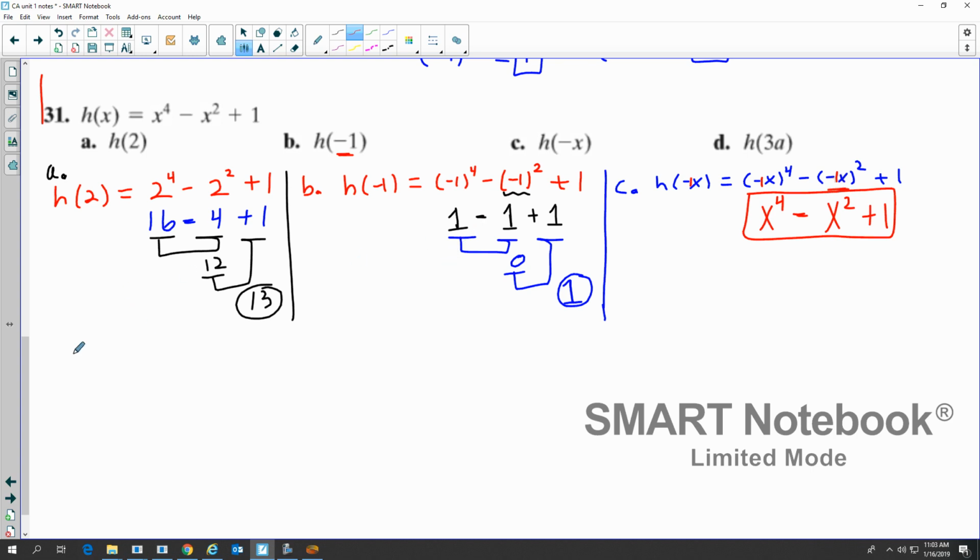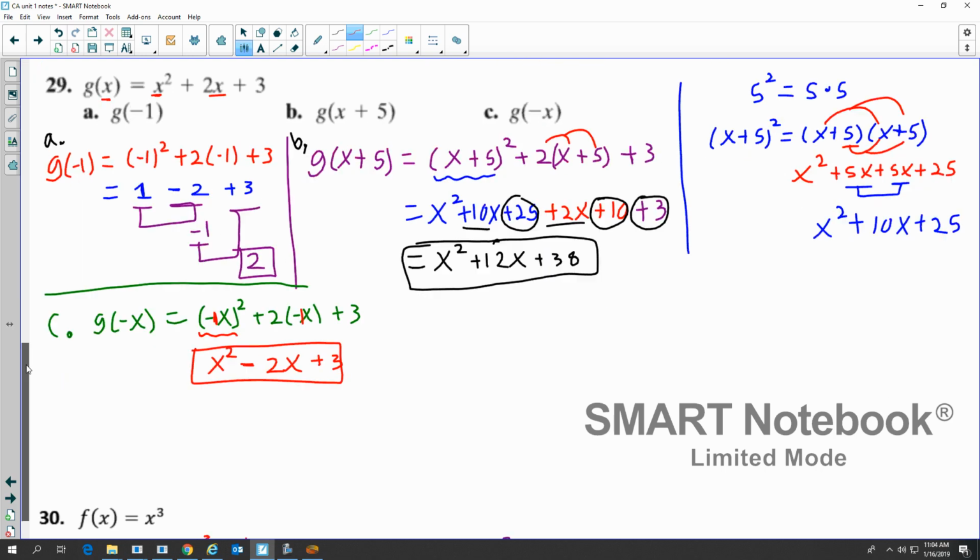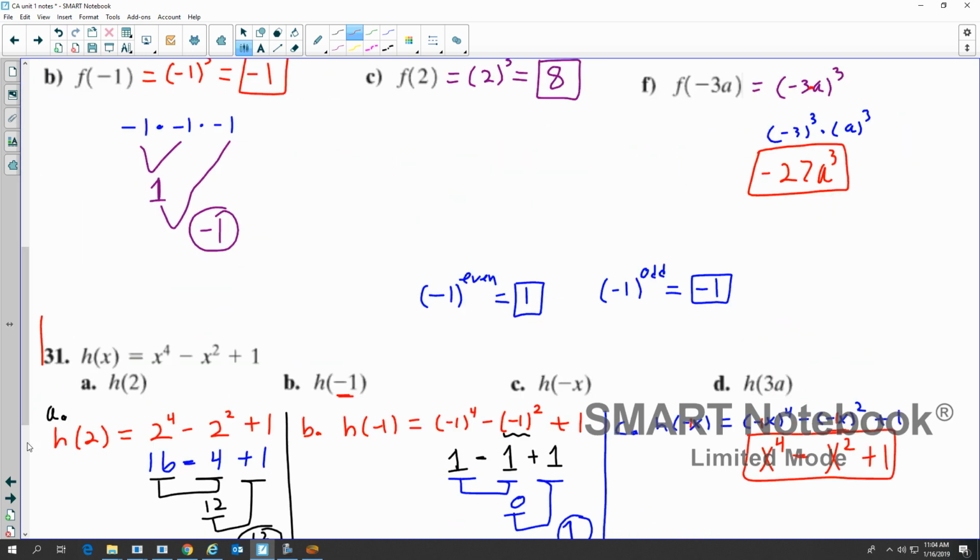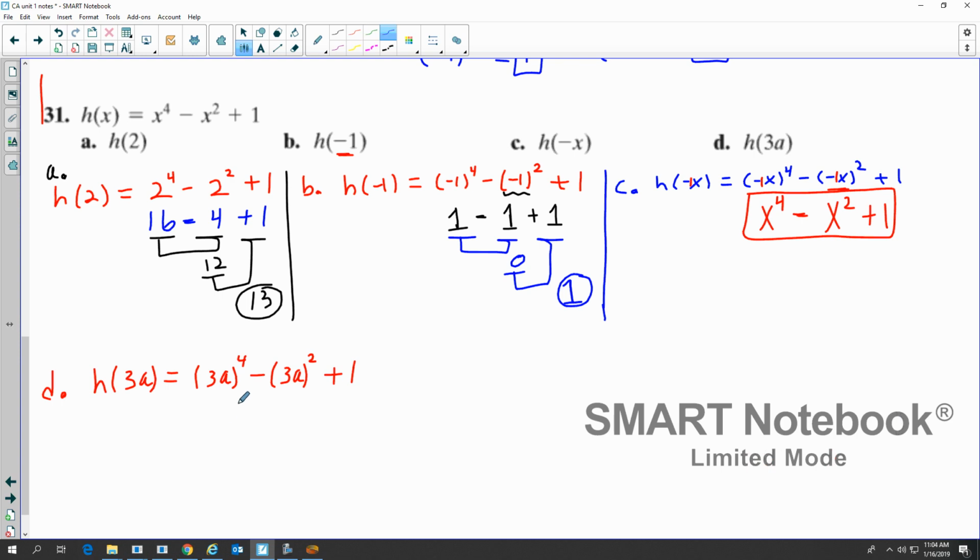Okay, last one, D. Let's look at D. So h of 3a. So we go ahead and plug that in. So we're going to have 3a to the fourth power minus 3a squared, and then we get that plus 1 right there. Oops, jumping around on me. Okay. So here we go. So you're going to have to apply that fourth power to the 3 and the a. So you're going to end up with 81a to the fourth power minus, and then you square both of these. So this can be 9a squared, and then don't forget about your plus 1.